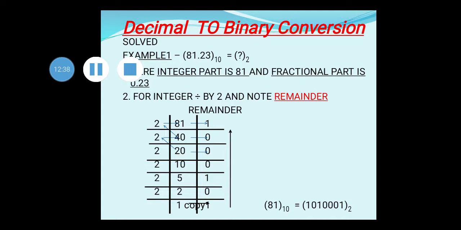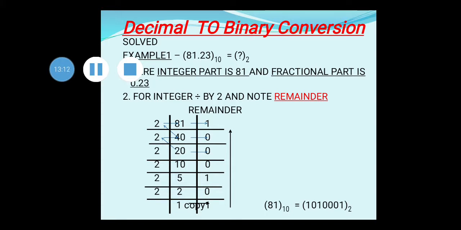Now the 5 is again greater than 2, so I have to divide it again by 2. When I divide, I get the quotient 2 and the remainder 1, which is noted down beside 5 in the remainder column. I got the number 2. Now this 2 I'm going to compare with the binary base number 2. It is equal, so again I'm going to divide it by 2. When I divide by 2, I get the quotient 1 and the remainder 0.